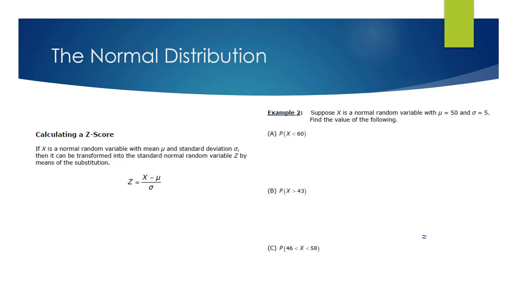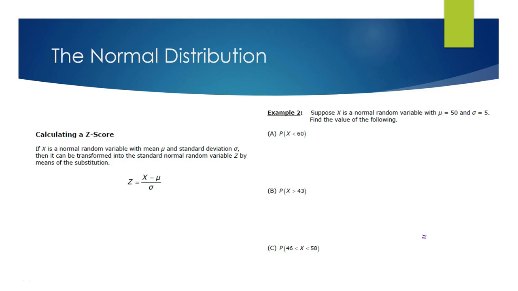Looking at this example here, suppose x is a normal random variable with the mean being 50 and the standard deviation being 5. Find the probability, or find the value of the following. So the first one is the probability that x is less than 60. The first thing you're going to need to do is change this into a z distribution. You want to say, okay, if the score is 60, what's that for a z-score, which means that z would have to be less than a certain amount and go from there.